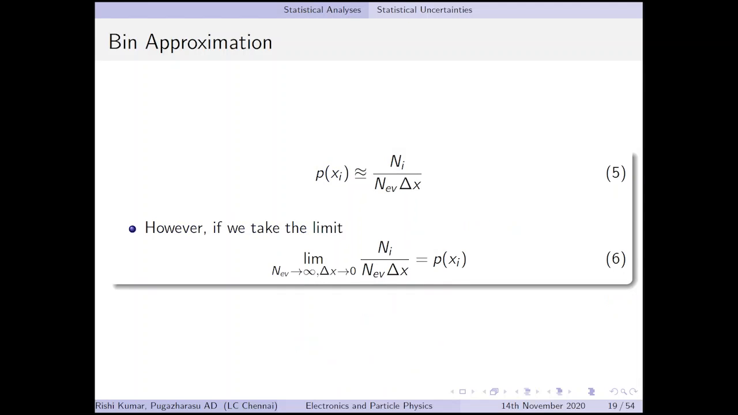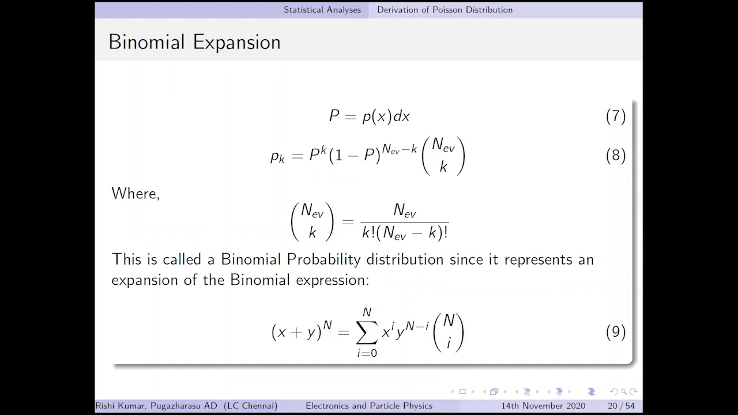However, if we take the limit as the number of events tends to infinity, and the delta X, or the width of each bin, tends to 0, it is similar to the integration and numerical integration methods that we have done before. We essentially construct bar charts or bins, and then we limit their width to 0. Then we get a continuous integral of the probability function at hand. So that is a very short intro into the bin approximation.